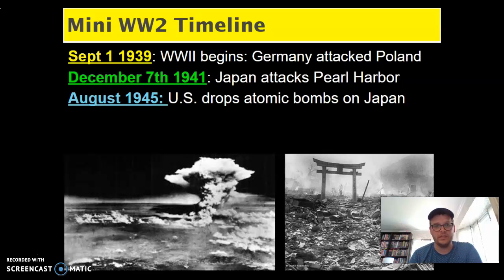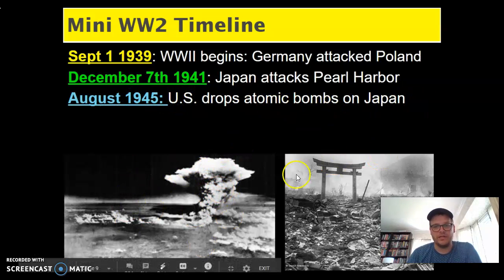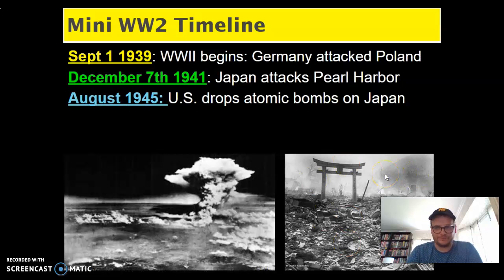Germany attacked Poland. December 7th, 1941, Japan attacks Pearl Harbor, which means the U.S. gets brought into the war. And by August of 1945, so about four years later, the U.S. drops atomic bombs at Japan, Hiroshima right here, and then Nagasaki right here, which leads to the end of the war.